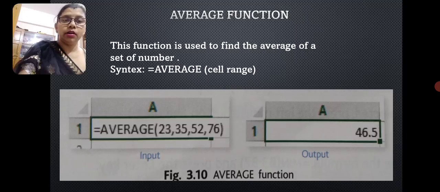then click on the Enter button, and when you click on Enter, the answer will, as usual, be displayed in the cell. As you can see in the picture, put the equal sign as usual, then put the AVERAGE function, small bracket open, then give the numbers separated with commas. Commas separate all the numbers from each other. Then close the small bracket, then press OK. The output will be shown inside the cell.